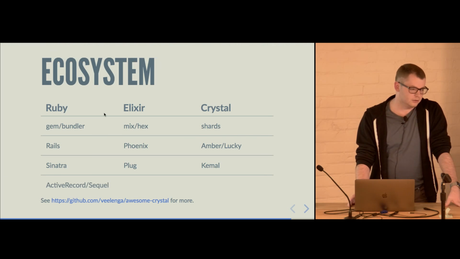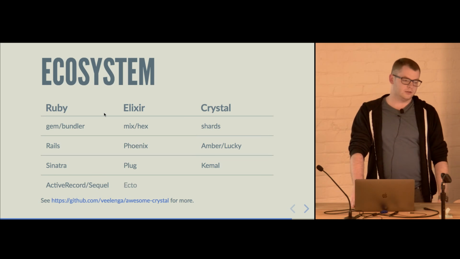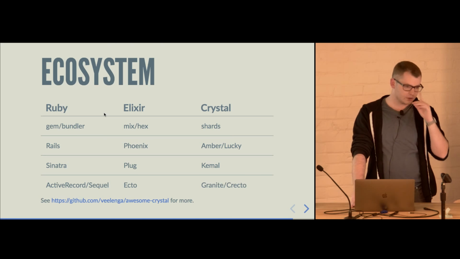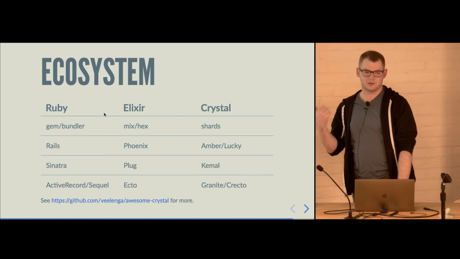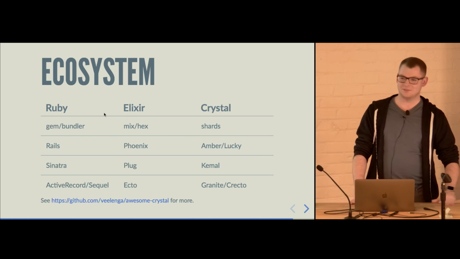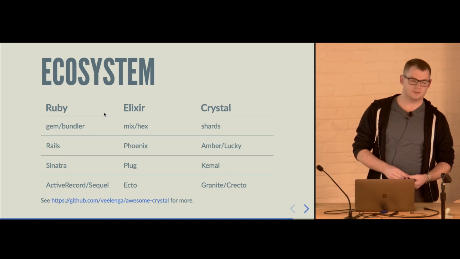Yeah, so you've got ActiveRecord for SQL, if that's what you do, in Ruby. Ecto is kind of the big thing in Elixir. In Crystal, the two options are basically Granite, which is more ActiveRecord style, and then Crecto, which is my favorite. I just love the name, it's great, and also it's the Ecto pattern, but done in Crystal, which is cool.